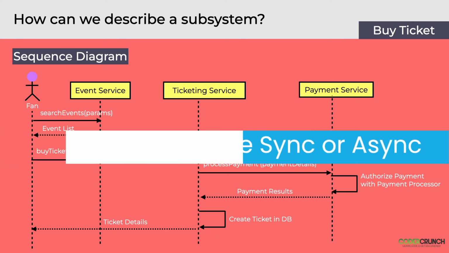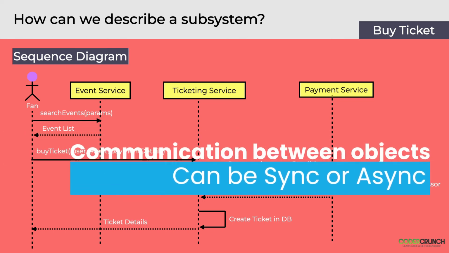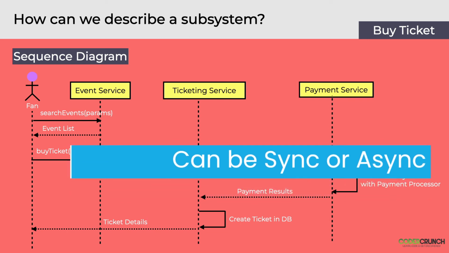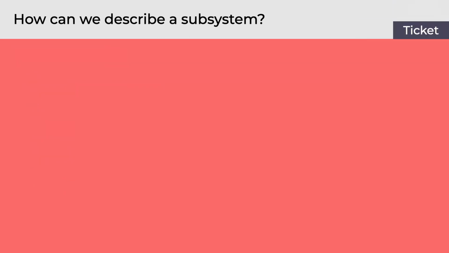Generally, a sync request and response model is used, where an object sends a request to another object and waits for its response. However, depending on the type of service, an asynchronous model of communication can also be used. Now let's look at the state diagram.